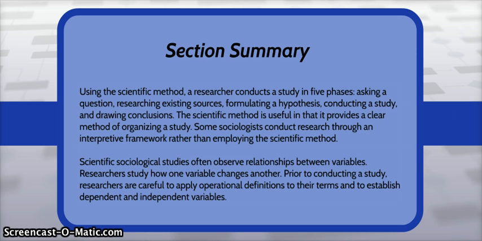Scientific sociological studies often observe relationships between variables. Researchers study how one variable changes another. Prior to conducting a study, researchers are careful to apply operational definitions to their terms and to establish dependent and independent variables.